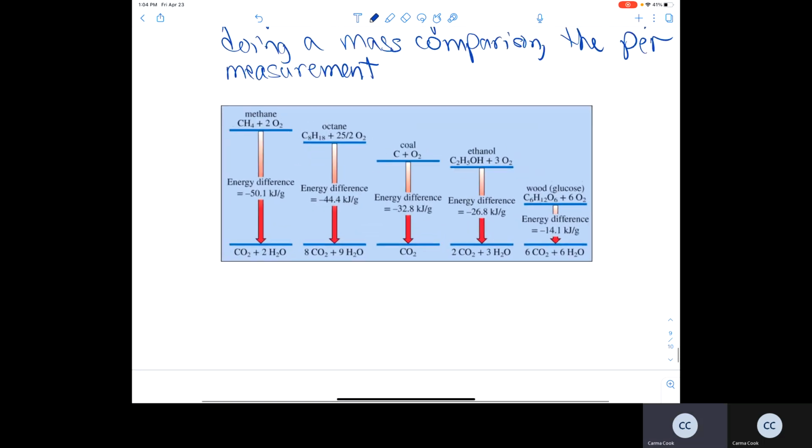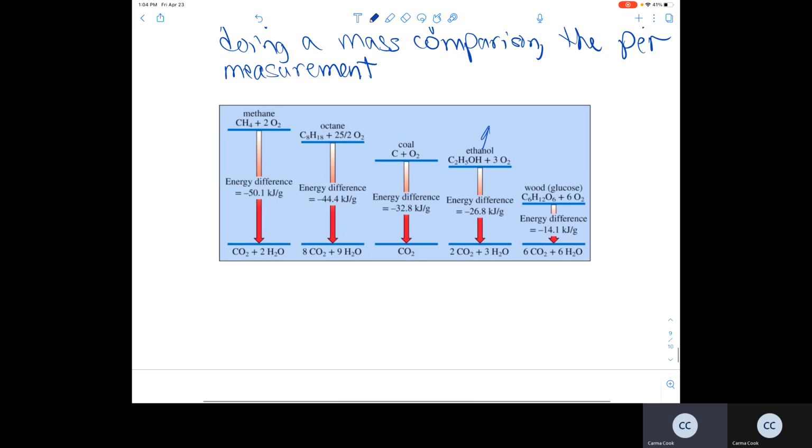And so here you see that ethanol is oxygenated, just like biodiesel is. And that's what causes it to have a smaller heat of combustion than octane. And that brings us to the end of our Chapter 6 lecture on biodiesel.